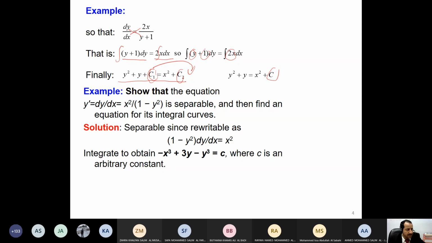Another problem here is, as you can see here, dy over dx equal x squared over 1 minus y squared. Also, I can cross multiply and integrate. It's easy to integrate x squared, 1, y squared, all of them easy to be integrated, as you can see here.